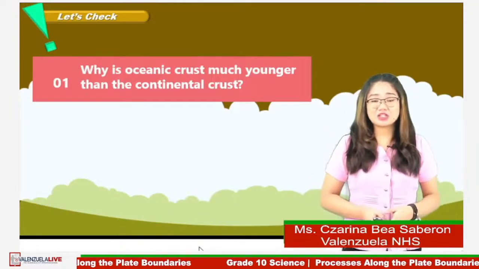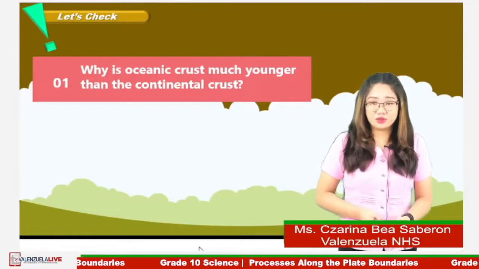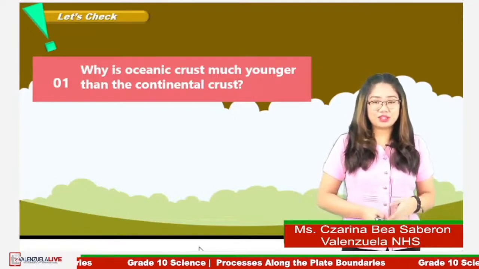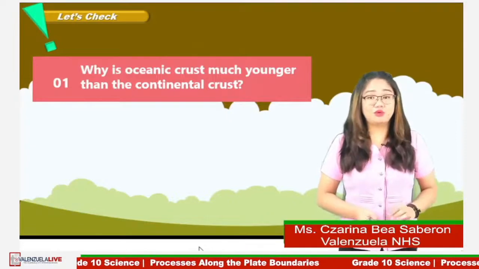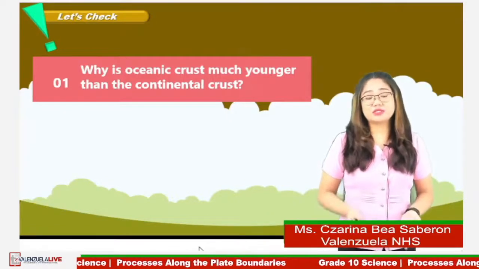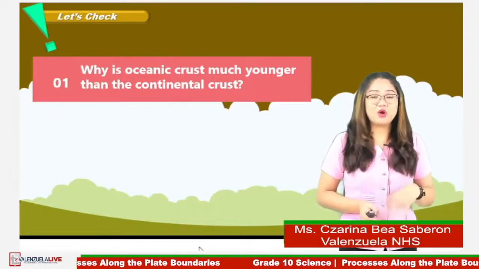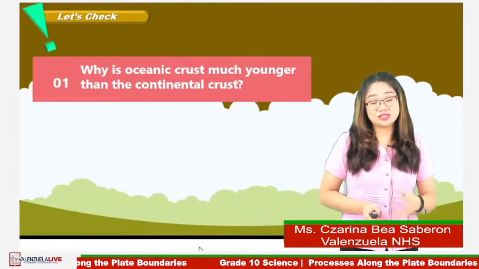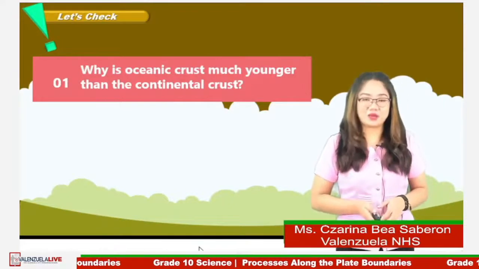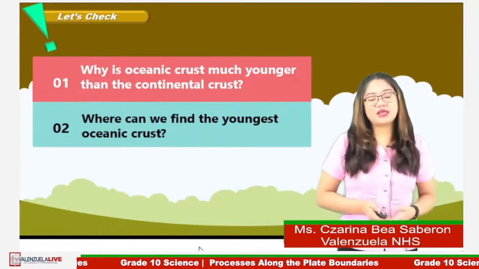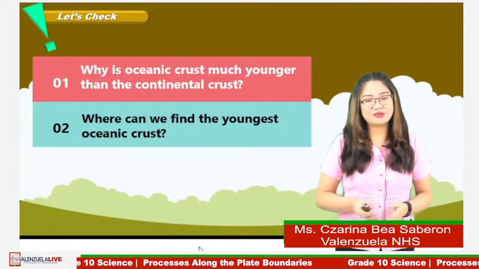And this is actually due to the subduction process that the oceanic crust undergoes, where the older oceanic crust descends to the mantle and melts to become new ocean floor. In other words, oceanic crusts are being recycled, whereas the continental crust just keeps on growing. So let's have the next question. Where can we find the youngest oceanic crust? Where do you think so?